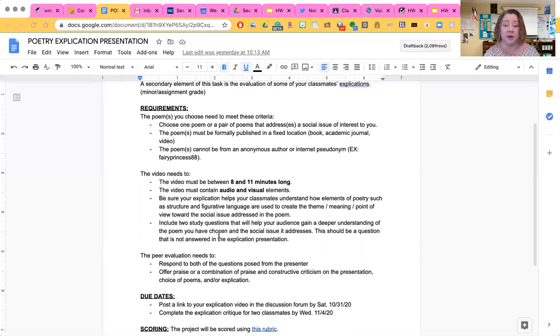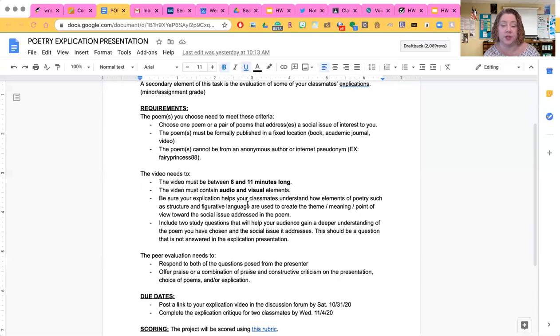Then there's some details here about the video. You can just shoot it with your phone. It doesn't have to be fancy, just you going over the poem. If you want to appear in your video, you can. I think that's probably more interesting for people, but I'm not going to grade you on whether or not you appeared in a video. You could do a PowerPoint. You could do a recording of you handwriting on a copy of the poem, whatever works for you.